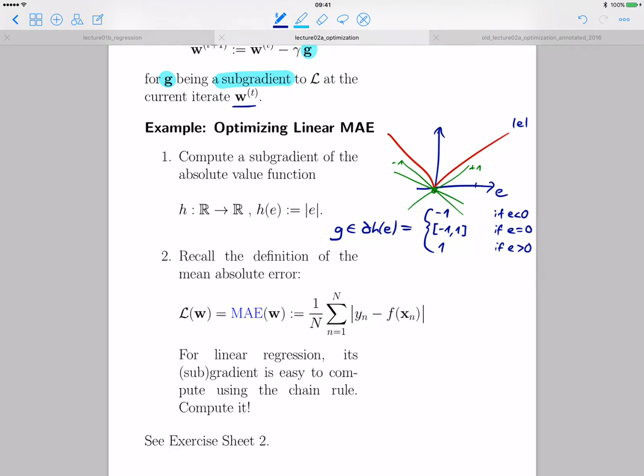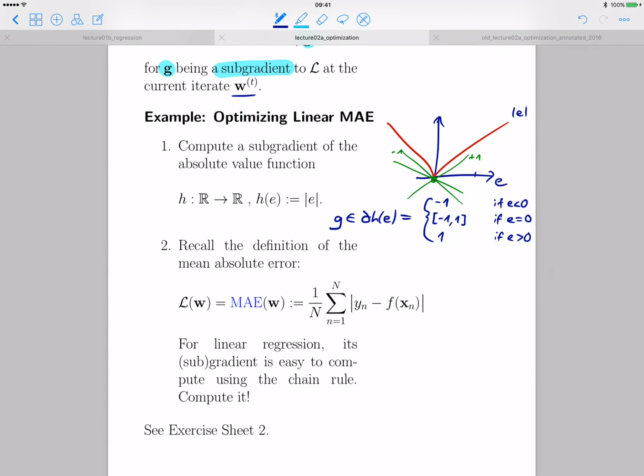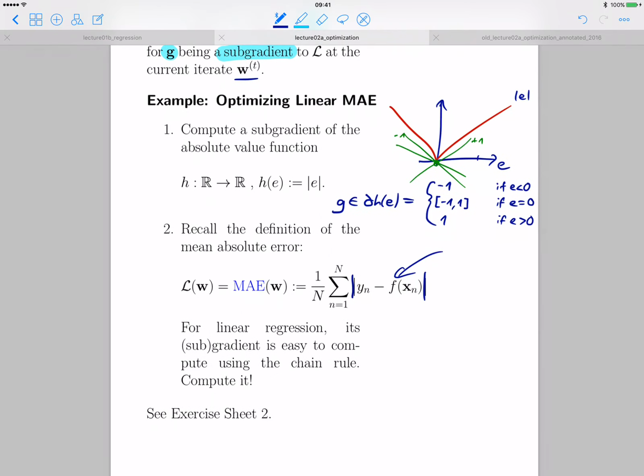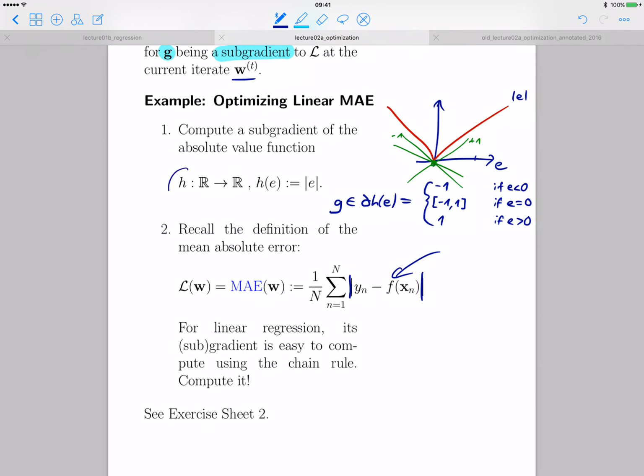And now it gets more fun when we try to combine it. So now we put a machine learning model which does a prediction, and then that thing goes into the absolute error, like this. So then it becomes a bit more tricky. Now we actually have to use the chain rule to compute a subgradient of the full objective function, right? We don't care only about this, but we want to know the dependence of our cost on the weights w.